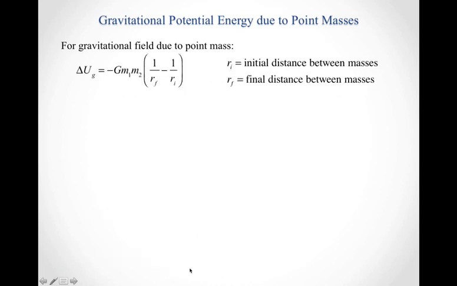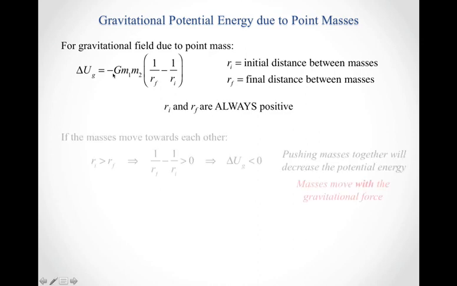So let's be clear about what those r's are. r_i is the initial distance between your masses. r_f is the final distance between your masses. So in this expression, r_f and r_i are always positive. So these two distances are always positive quantities. If our two r's are always positive, G is a positive constant, and our two masses are always positive, then we can figure out whether the gravitational potential energy is increasing or decreasing by thinking about what's going on with the subtraction inside this parentheses and whether or not that cancels out this minus sign that's sitting out in front.